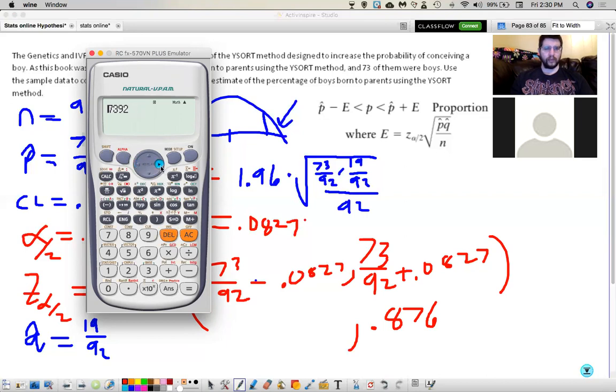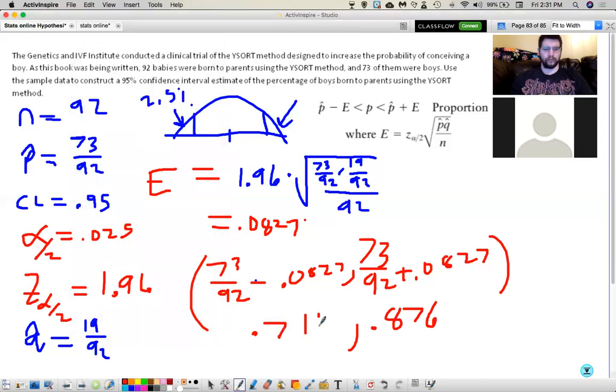Oops, I don't know why that happened. Okay, weird. And we also need to do the minus that E value, 0.711. So this interval here would be the answer. That's the confidence interval. That's the answer.